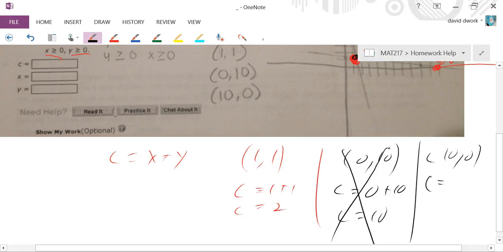And I know this is probably head math for you. If it's not head math, 10 plus 0, we probably need to go back to another math class.